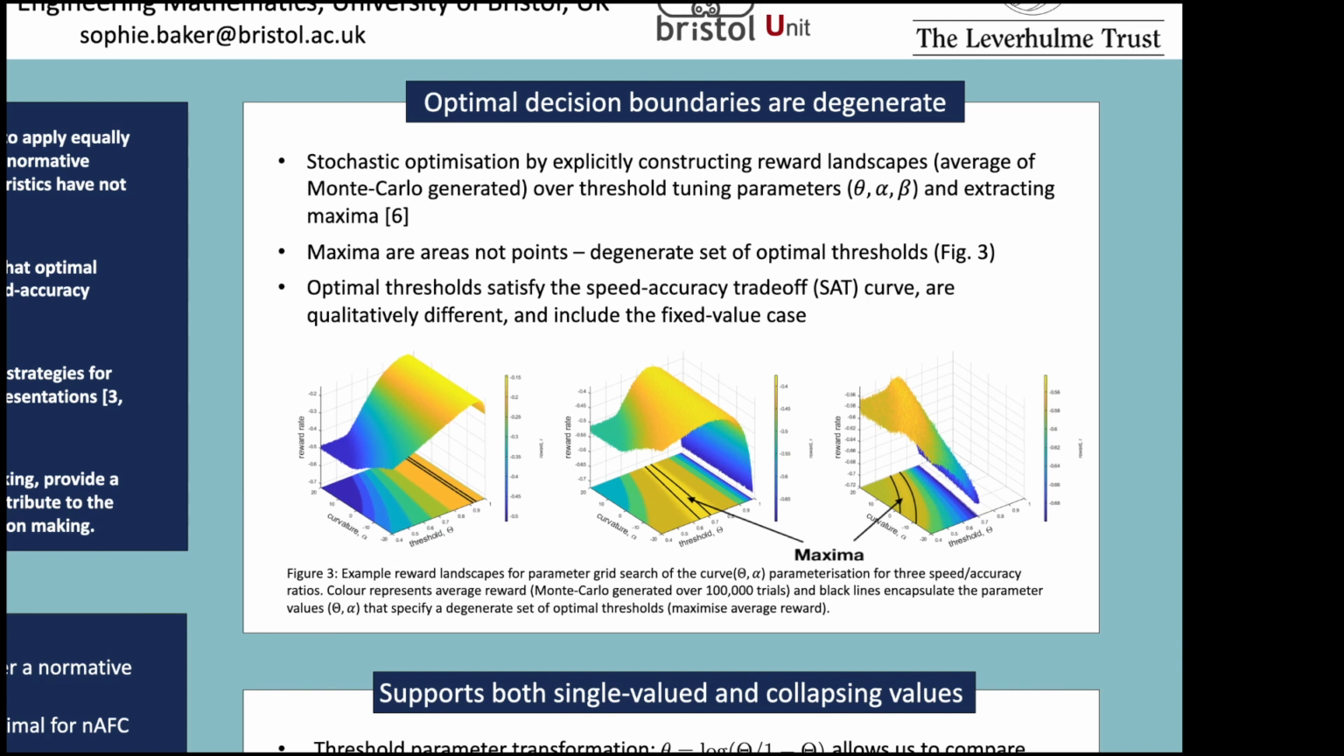We expected the maxima to be points. Instead, what we found was that the maxima are areas, which means that the maxima comprise a degenerate set of optimal thresholds. We've investigated this and found that all of these optimized thresholds satisfy the speed-accuracy trade-off curve, and they are qualitatively different too.